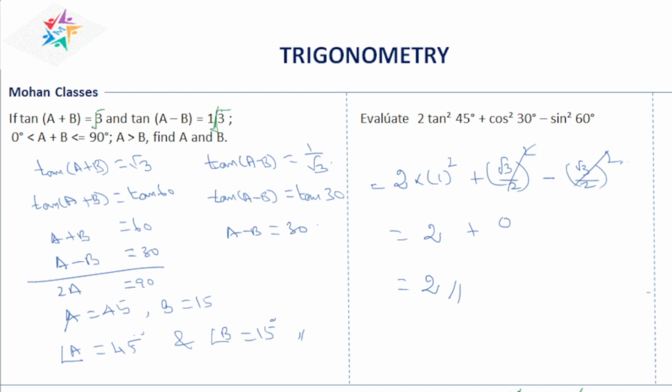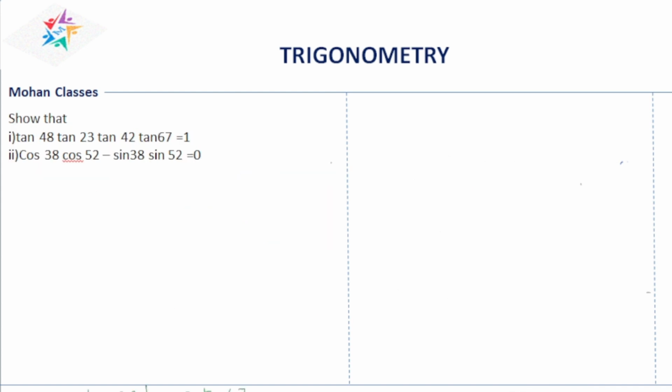Let us go to the next. Here, we have to show that tan 48 tan 23 tan 42 tan 67 is equal to 1. Here we have to use the sin (90 minus A) identities. So tan 48, tan 23, tan 42, tan 67 is the LHS. Okay, so LHS is equal to this much.